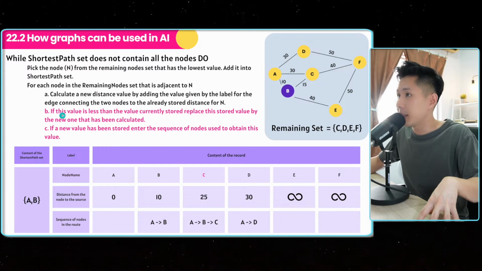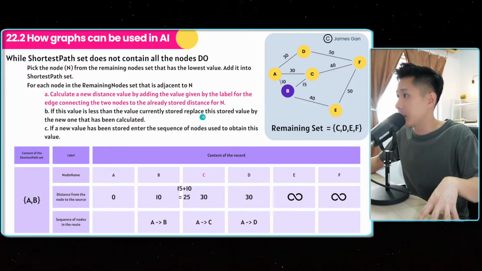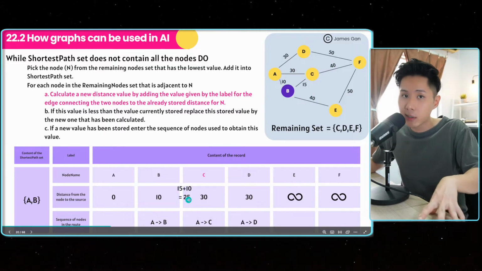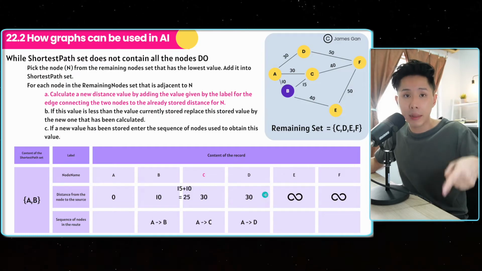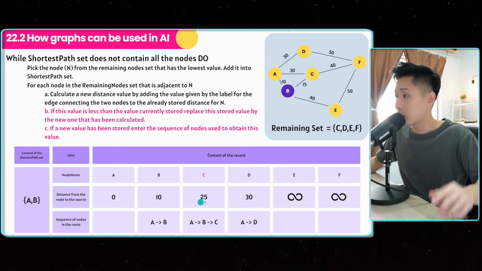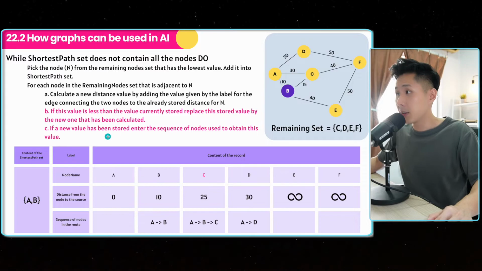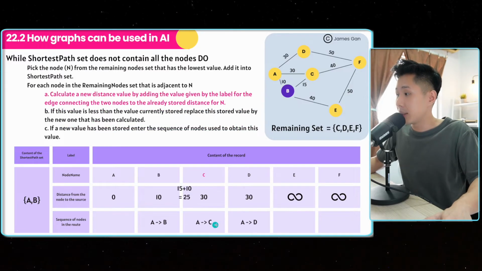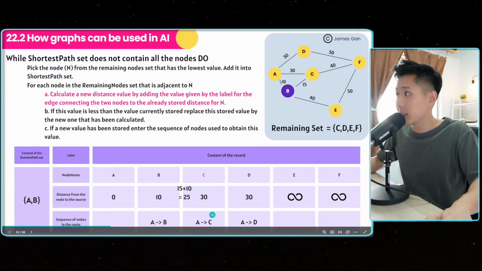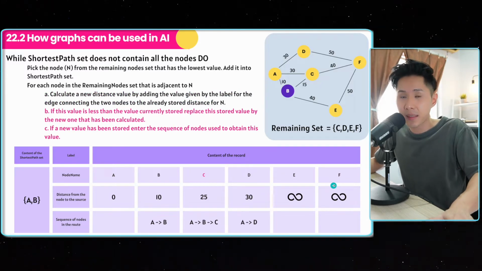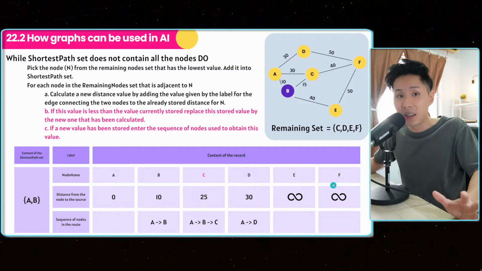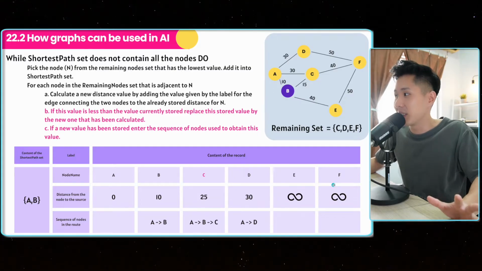And B, if this value is less than the value currently stored, replace the stored value. I calculated 25, and what is stored in C is 30. So according to this algorithm, I'm going to replace this. So 30 becomes 25. And because the new value has been stored, I will update the path. Instead of A to C, the shortest path to C is actually A, B, and C. So hopefully now it is a lot clearer if you didn't understand this previously.